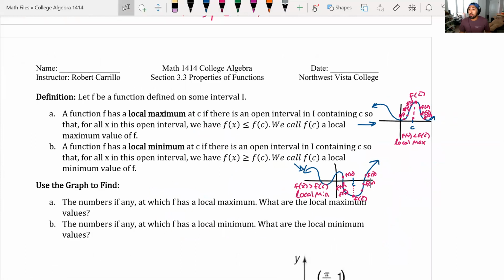So that's what it means to be a local max and local min. A local max means you are a high point on the graph. A local min means you are a low point on the graph. And you can have multiple maximums and minimums. All right.